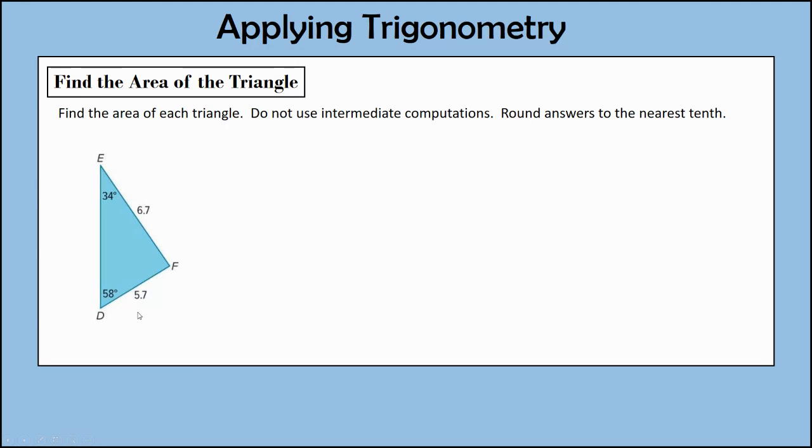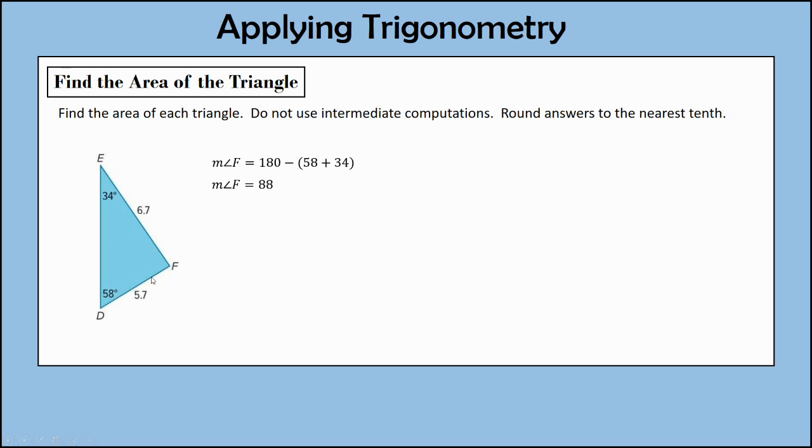Moving into another example, if you notice here, I have the side lengths 6.7 and 5.7, but I don't have the included angle. Well, they've given us enough information to figure that out. So we have to find angle F first. We're talking about the triangle sum theorem. So we know 34 plus 58 taken away from 180 has to be what angle F is. Angle F is 88 degrees.